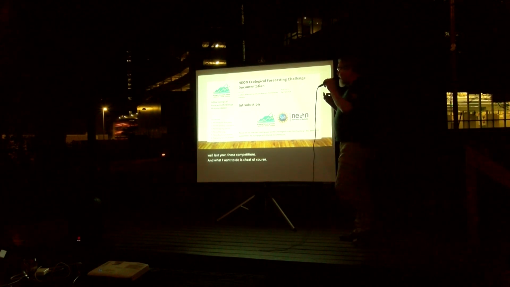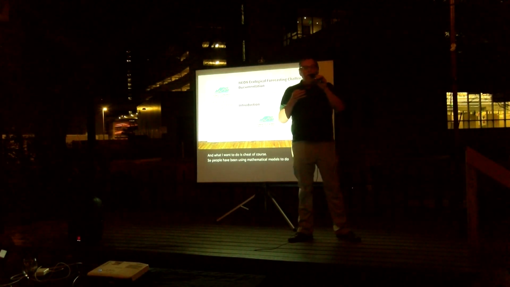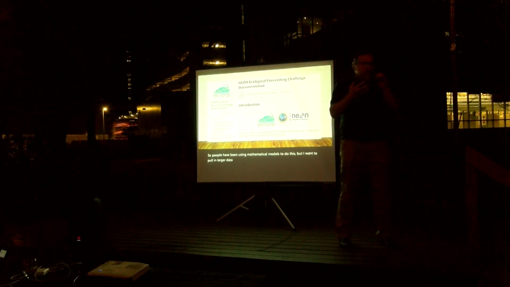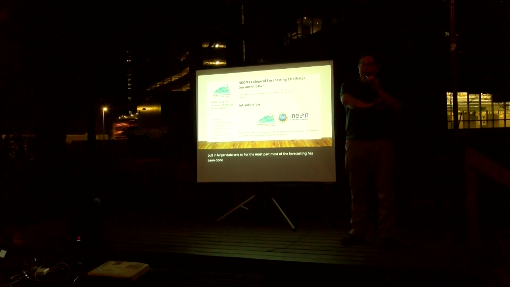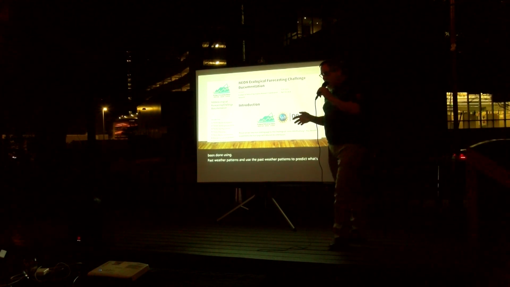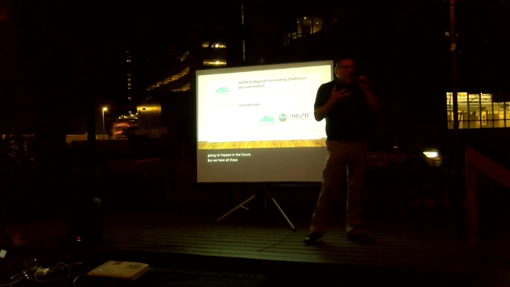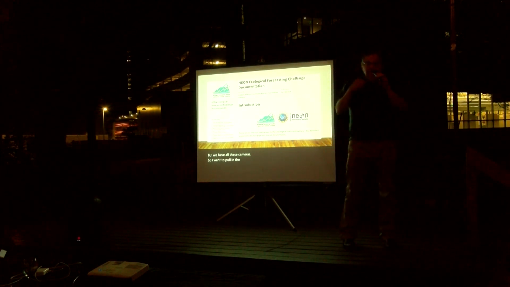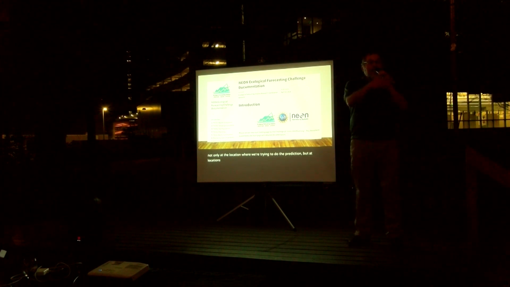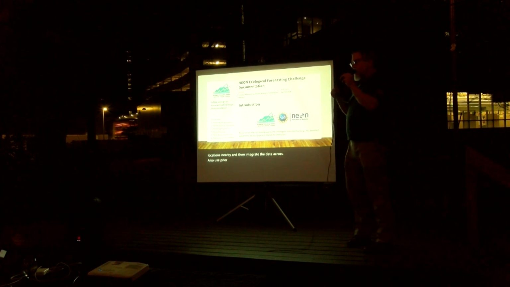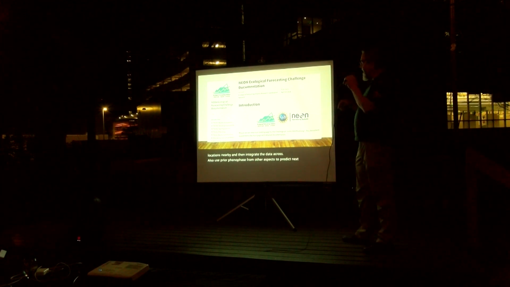People have been using mathematical models to do this, but I want to pull in larger data sets. For the most part, most of the forecasting has been done using past weather patterns, and you use the past weather patterns to predict what's going to happen in the future. But we have all these cameras. So I want to pull in the data from the cameras and see what's happening not only at the location where we're trying to do the prediction, but at locations nearby, and then integrate the data across. Also use prior phenophase from other aspects to predict next phenophase. So if you move ahead a slide.